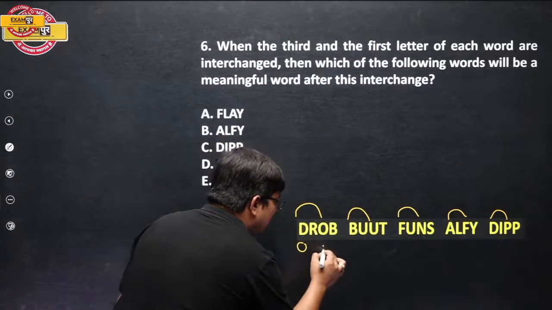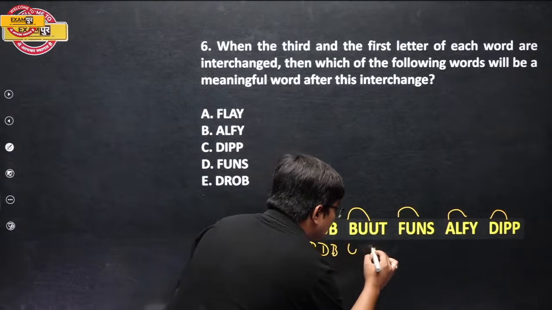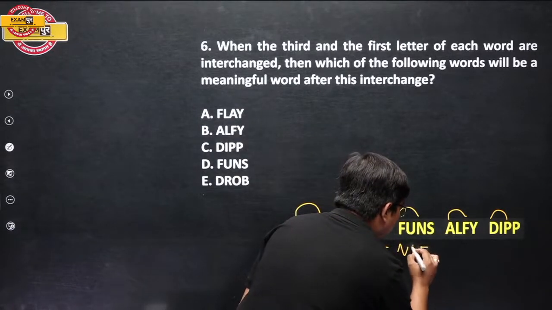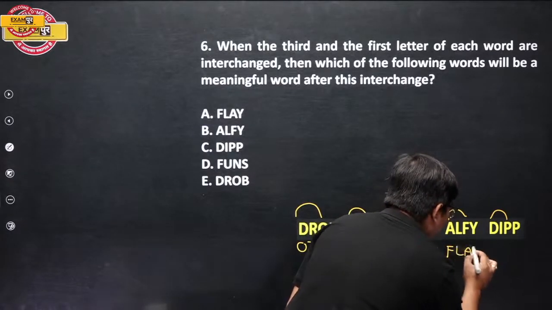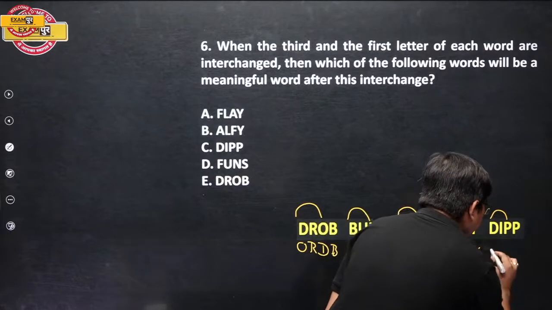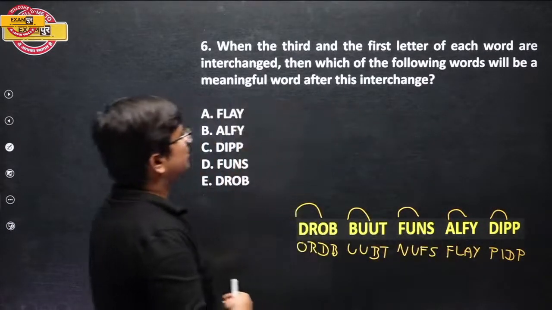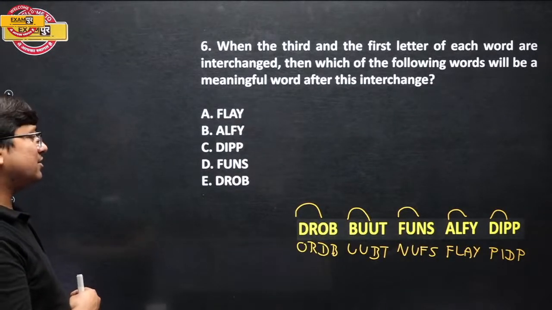O comes over here, D comes over here, R and B will be as it is. U comes over here, B comes over here, U and T will be as it is. N comes over here, F comes over here, U and S will be as it is. F over here, A over here, L and Y as it is. And now P over here, D over here, I and P as it is. Then which of the following will be forming a meaningful word after this interchange?